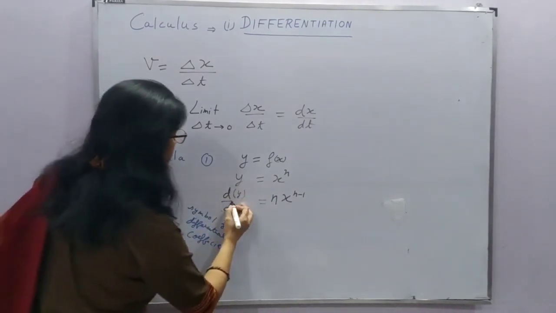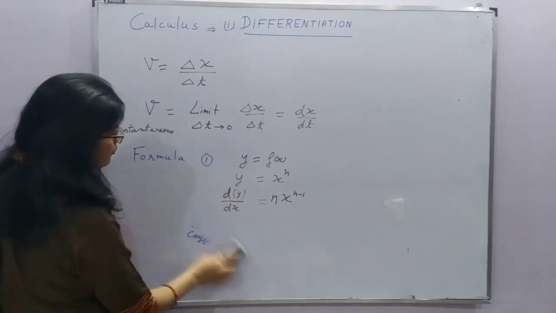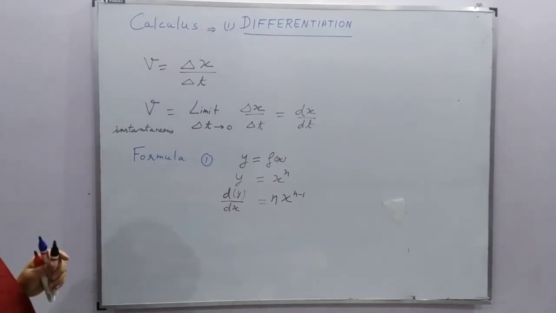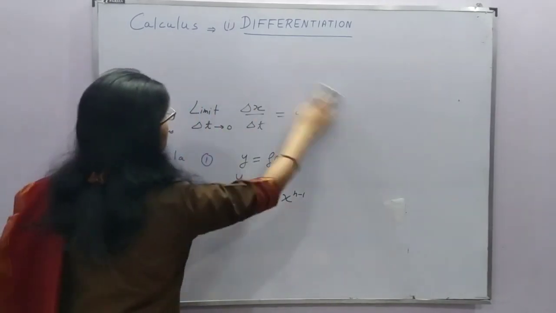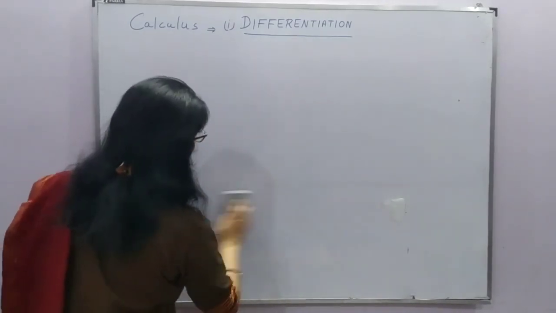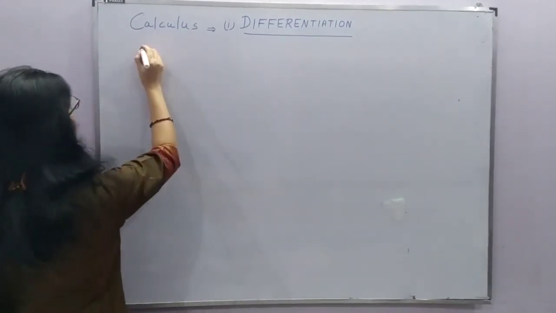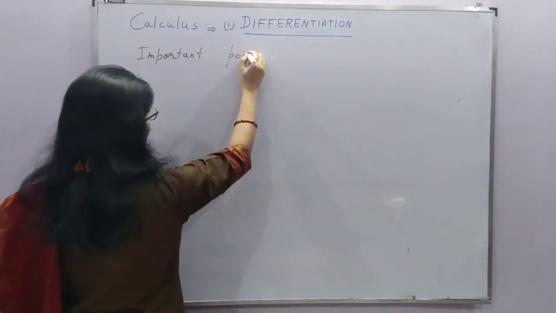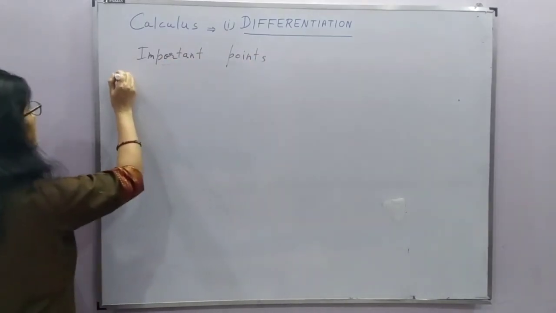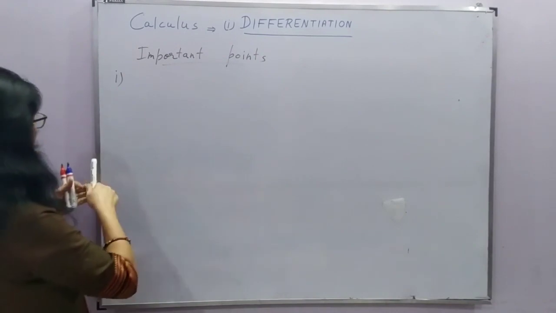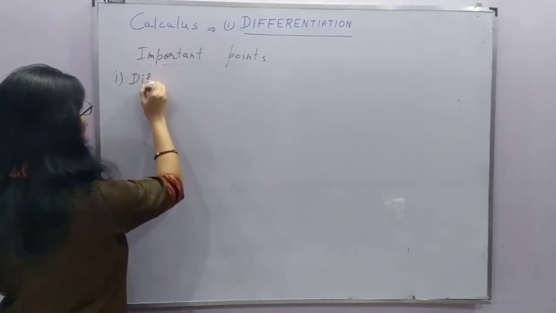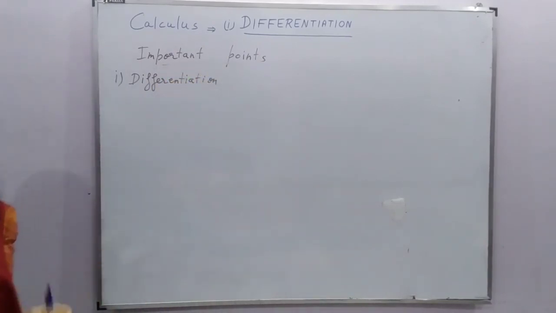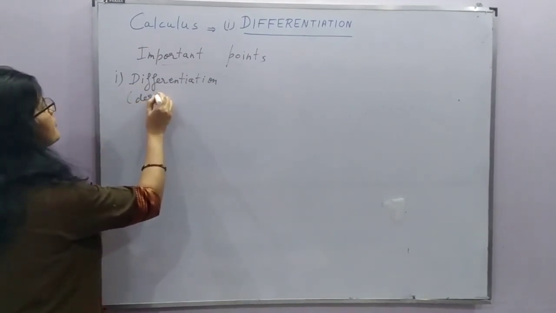after this basic formula, we are going to discuss what all rules have to be considered for understanding and applying this differentiation concept, right? So, I am rubbing this. Important points to be kept in mind, right? So, important points are number one, differentiation is also called as derivative.